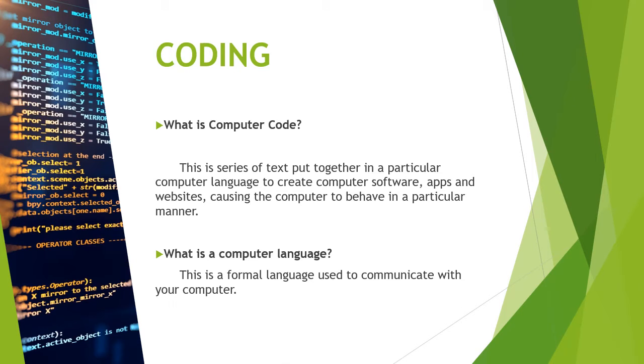So let's define what a computer language is. A computer language is a formal language used to communicate with your computer. So if you want to communicate with your computer, you want your computer to respond in a particular manner, you want your computer to understand what you're trying to pass in as information, you learn a computer language.